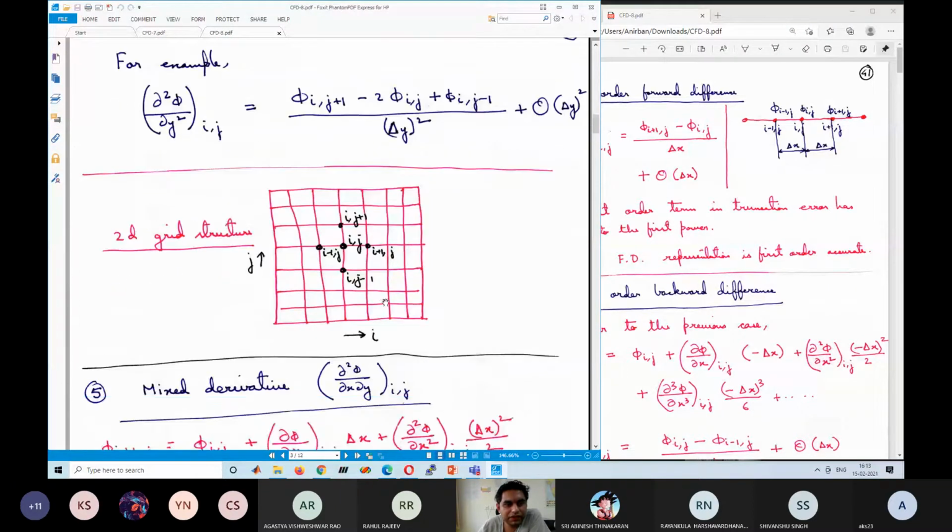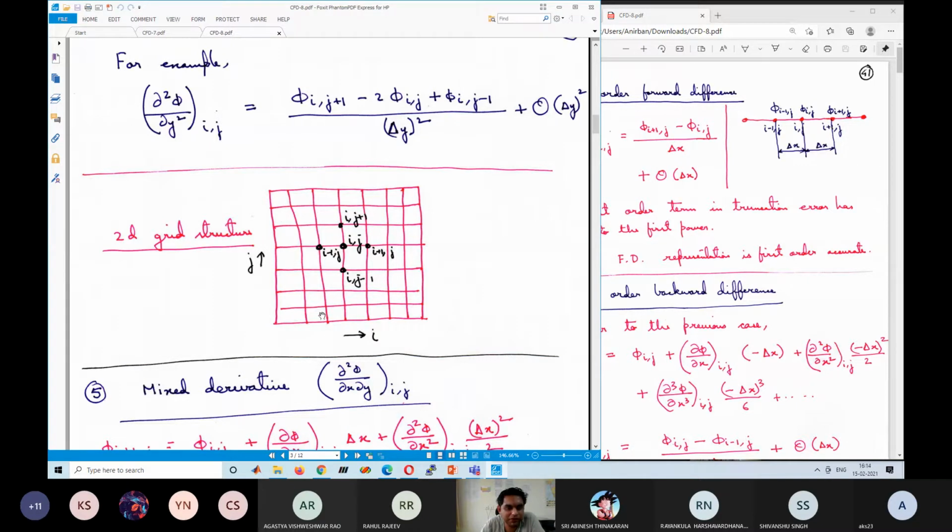So this is how the 2D grid structure looks in finite difference. We have the domain, we divide it into a certain number of lines, and at the intersection of the lines we put points. These are the grid points or nodes. So i varies along the x direction: i equal to 1, 2, 3, 4, 5, 6, 7, 8. Similarly, j varies along the y direction: j equal to 1, 2, 3, 4, 5, 6, 7, 8. So any point can be represented by its index.